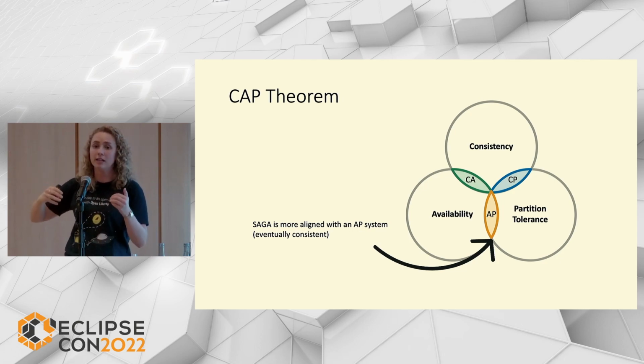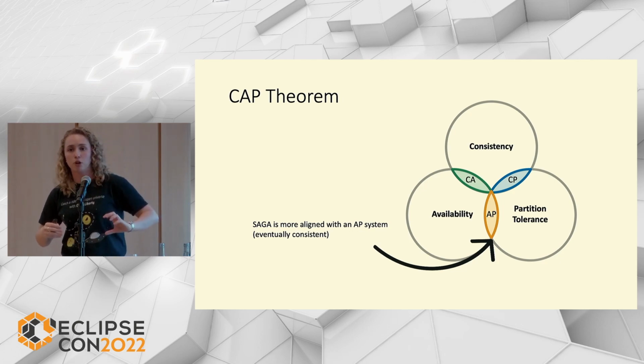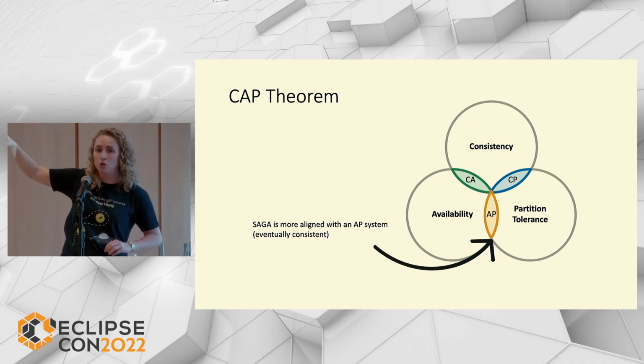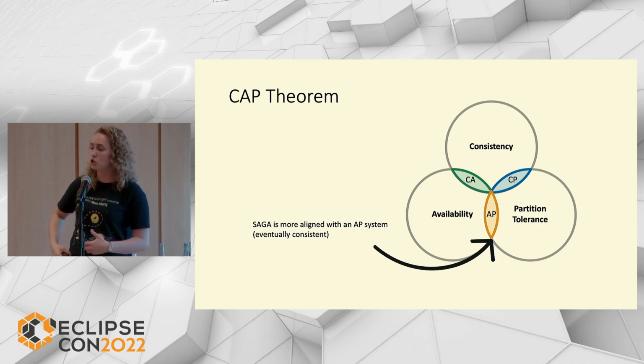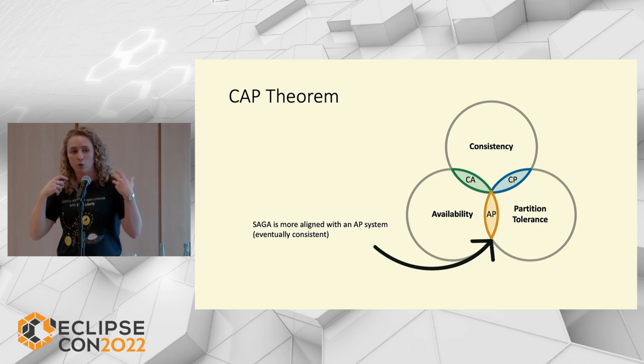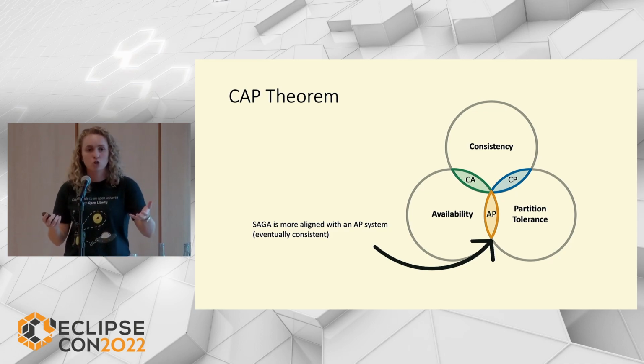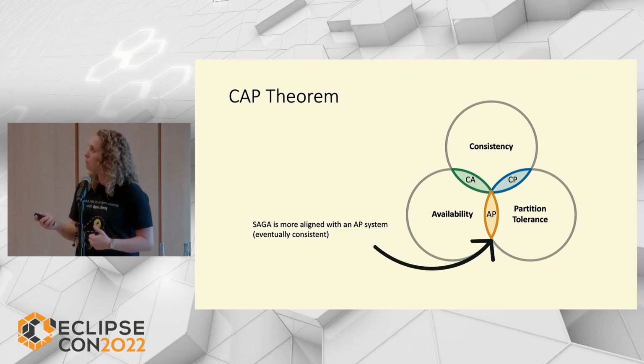If you really, really need consistency, but you're not so bothered about availability, then you'll be more aligned, for example, with a CP system, which is more aligned with that ACID-style transaction. But as we're going into distributed cloud native, it's often that we need availability more than strict consistency. We do still need consistency, but it can be eventual.